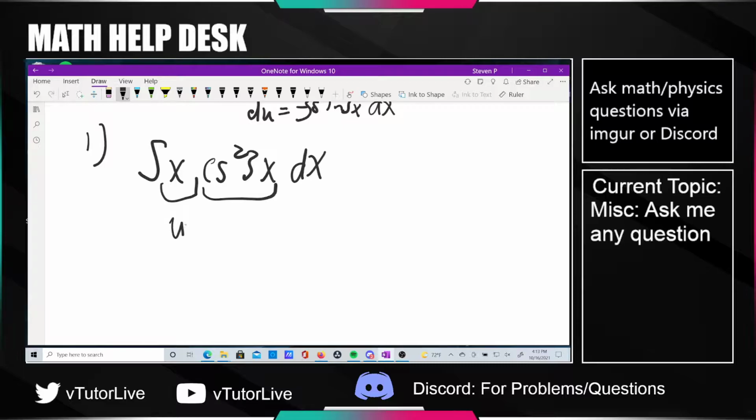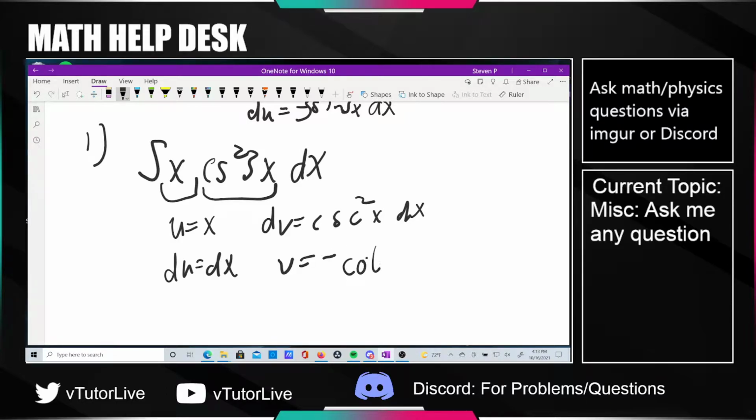But for this particular one, if we let u is equal to x and dv is equal to cosecant squared x dx, then you find that du is equal to dx, and then v is equal to, I believe this is a standard integral, right? This is just minus cotangent, if we look it up real quick.